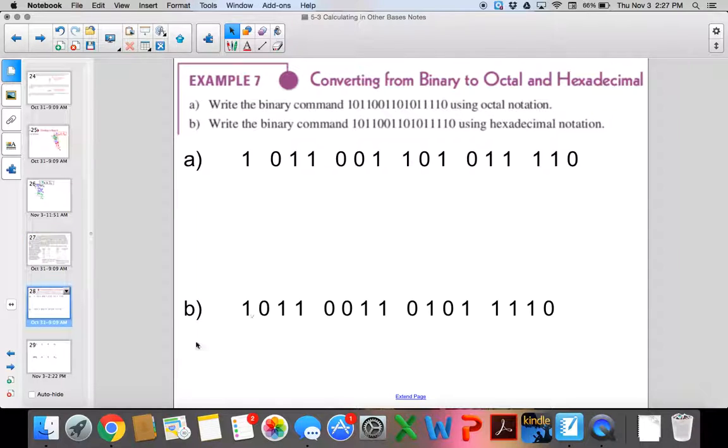So in your notes, example number 7, we are going to convert that red bit string to both octal and hexadecimal, and I've already split that up for you. I've done some grouping so you can take some time to copy this down. I want to point out that I'm grouping from right to left, and that for the octal notation I am grouping in 3s, and for the hexadecimal notation I am grouping in 4s.